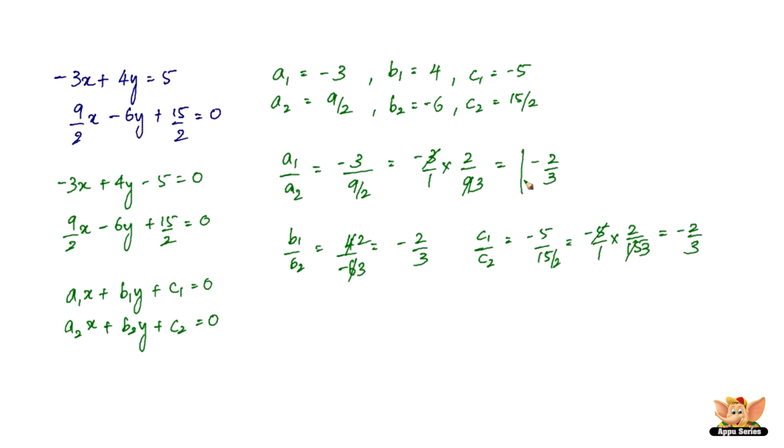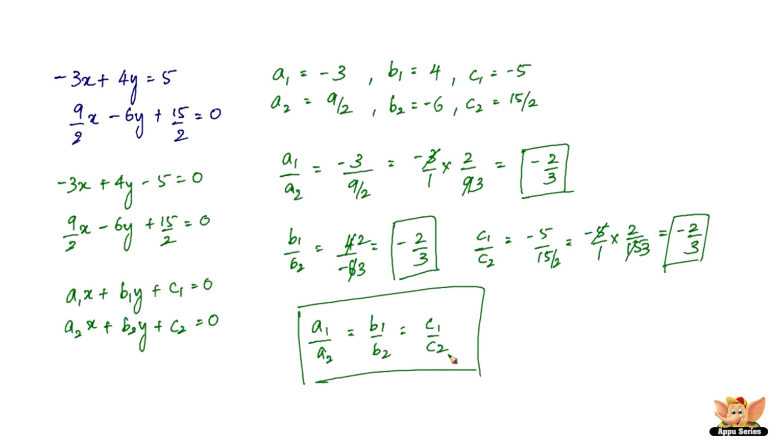So very clearly, you can notice that a1 by a2 is minus 2 by 3, b1 by b2 is also the same, and c1 by c2 is also the same. So this says a1 by a2 equals b1 by b2 equals c1 by c2. So we've arrived at the result. So this has got infinitely many solutions. So the given set of linear equations in two variables has got infinitely many solutions. So this ends this problem as well as this video.